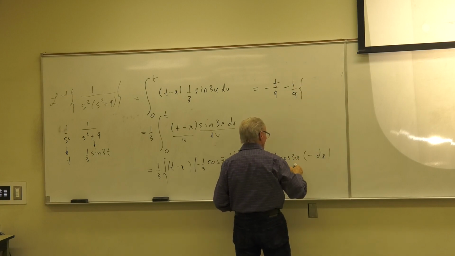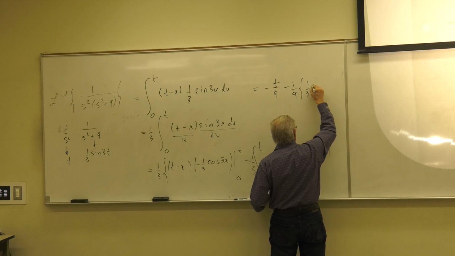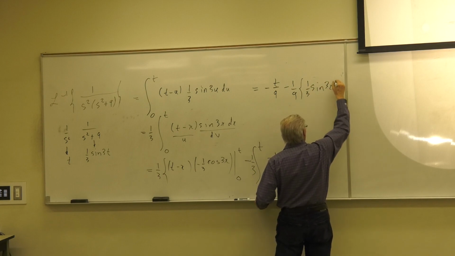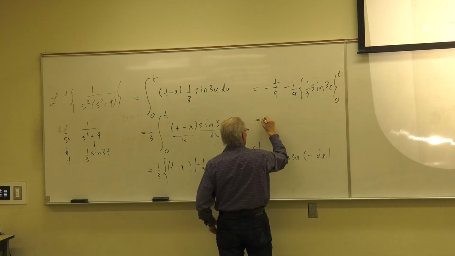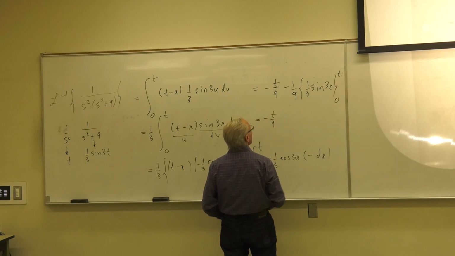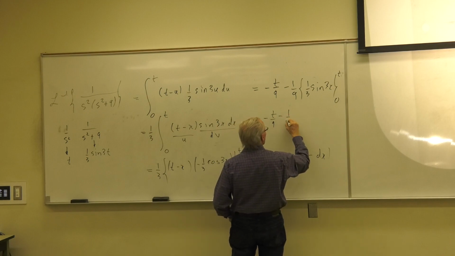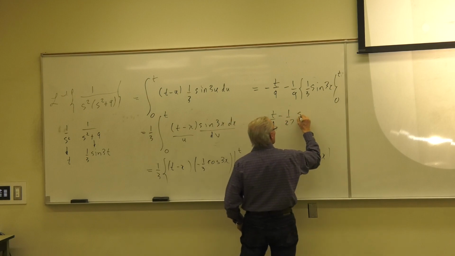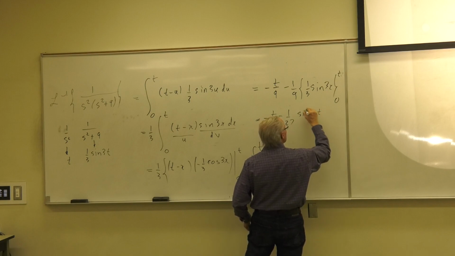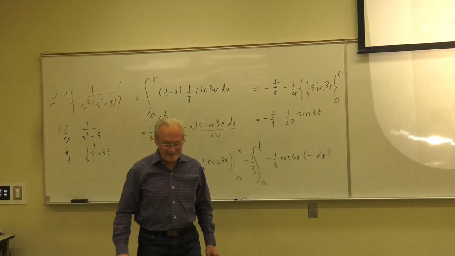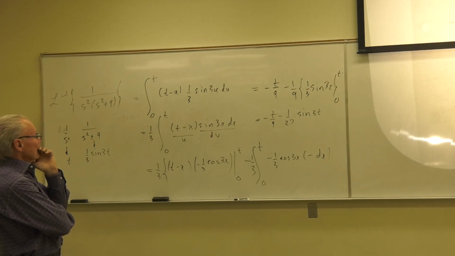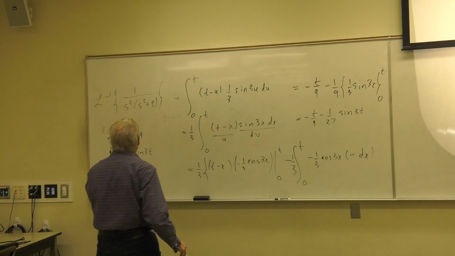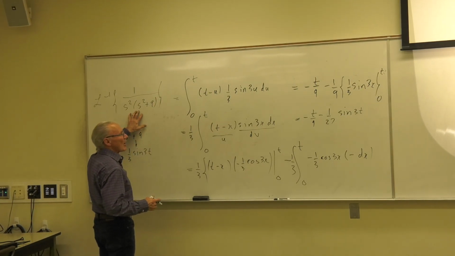The antiderivative of cos is 1/3 sine 3x between 0 and t. Equal to that minus t over 9, minus 1 over 27, putting in t, sine of 3t, putting in 0, 0. So there should be the inverse. So that's an alternative to doing the partial fractions on this, right?